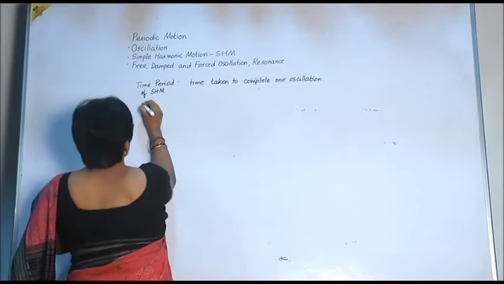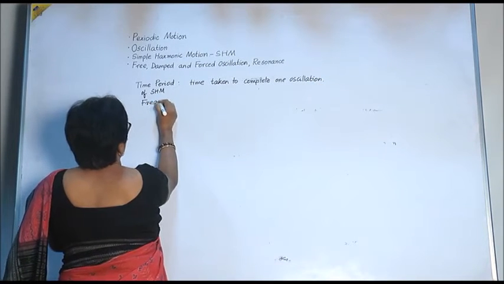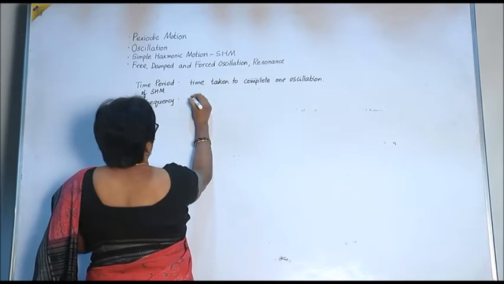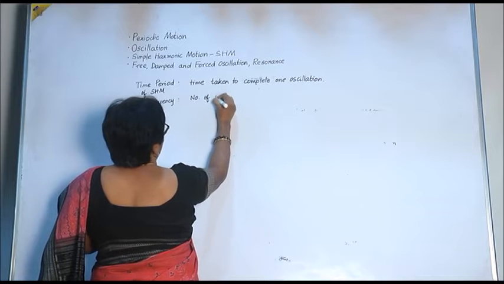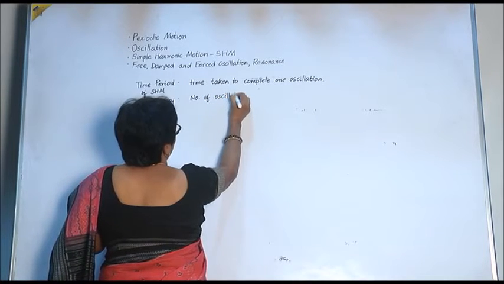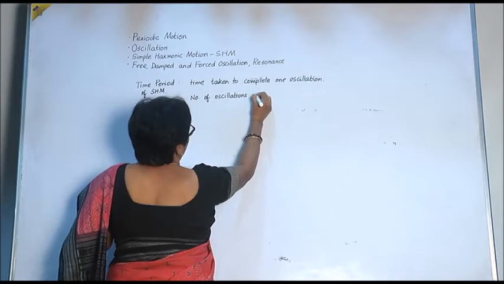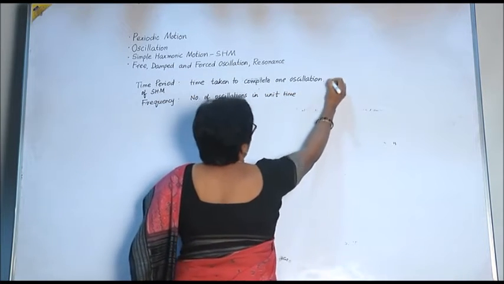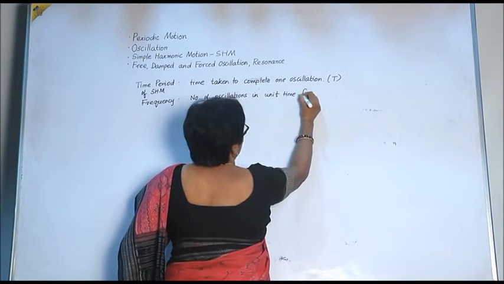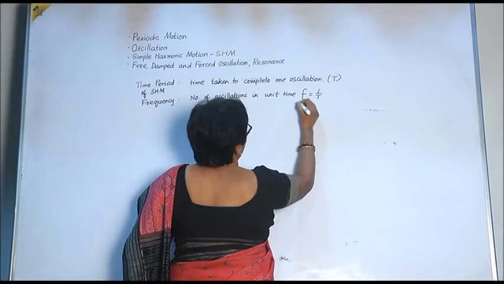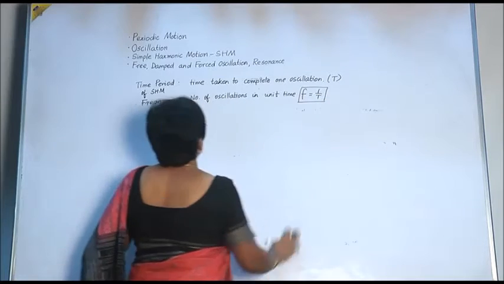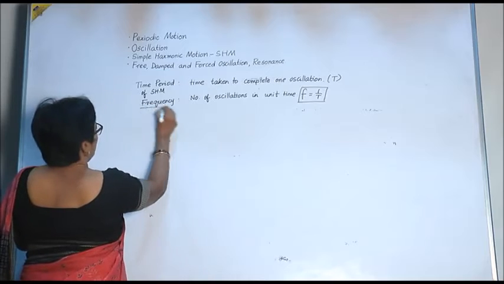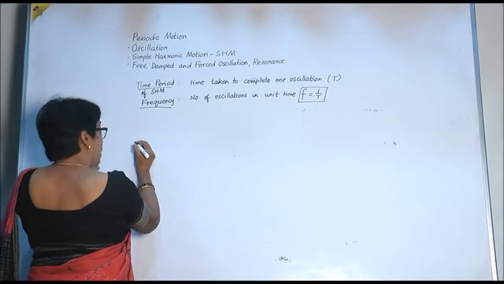And as before, we define the frequency of the oscillation. Frequency is the number of oscillations in 1 second, in unit time. So, if the time period is represented by capital T, the frequency is represented by f, which is 1 by T, as before. It is also measured in Hertz, and its dimension is T inverse. So, frequency, time period.